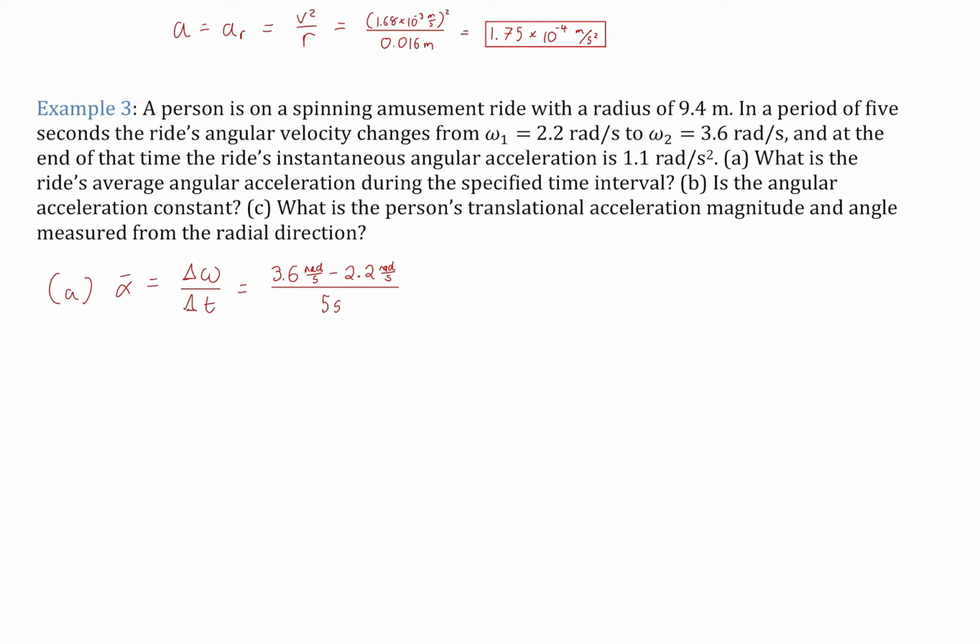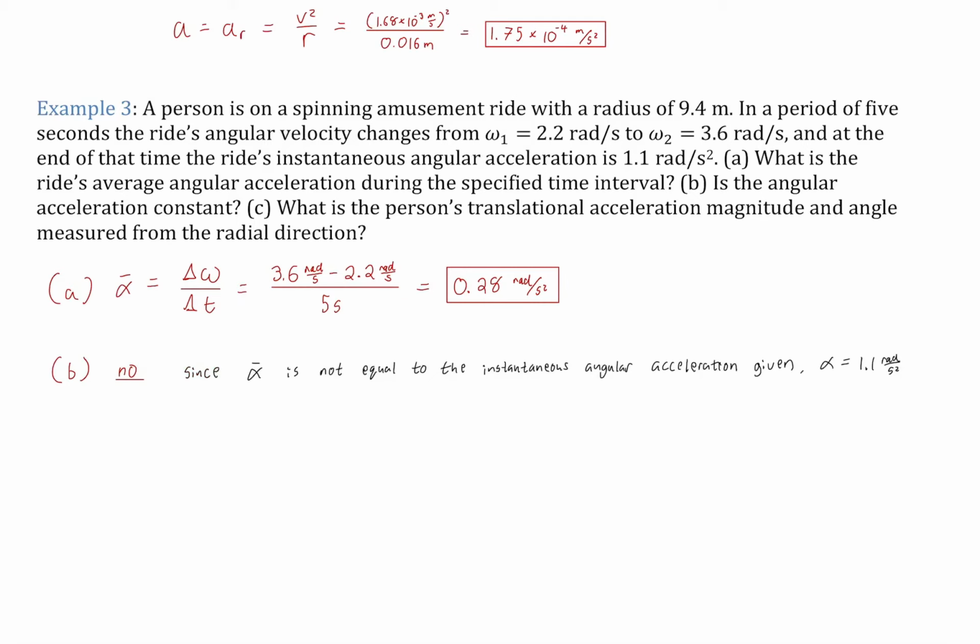Well, that's going to be as simple as just taking delta omega over delta t. All right. And we get an average angular acceleration of 0.28 radians per second squared. In part B, I asked, is the angular acceleration constant? Well, on the information that we were given, we can say no. Why? Well, because alpha average, delta omega over delta t, is not equal to the instantaneous angular acceleration given.